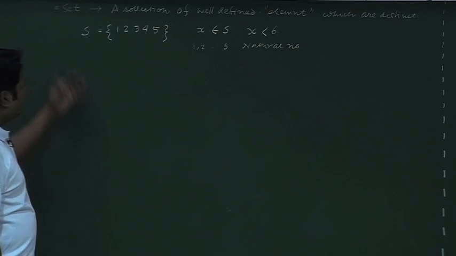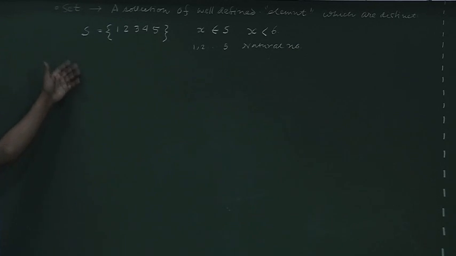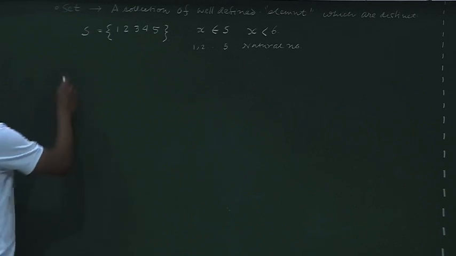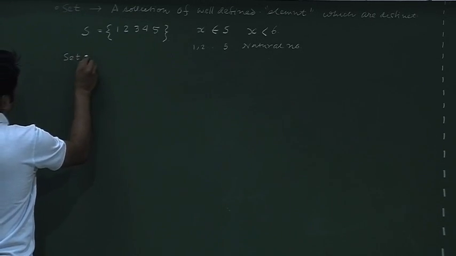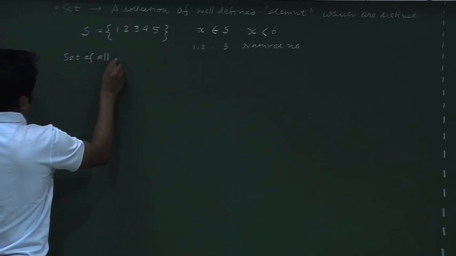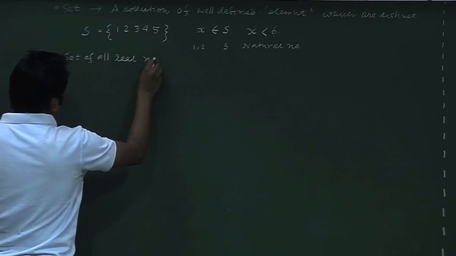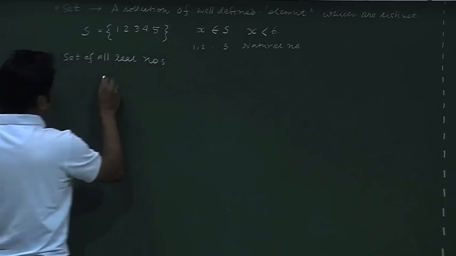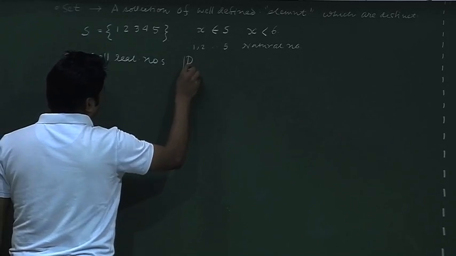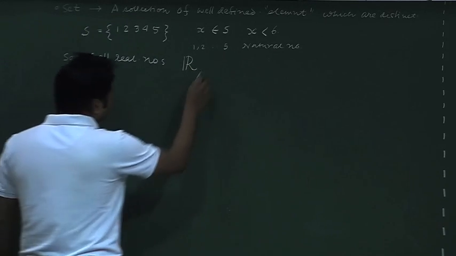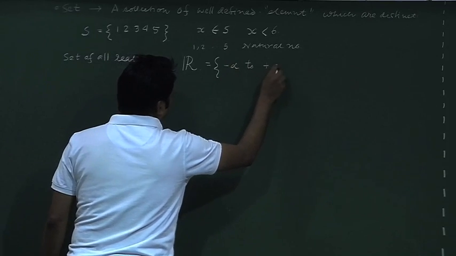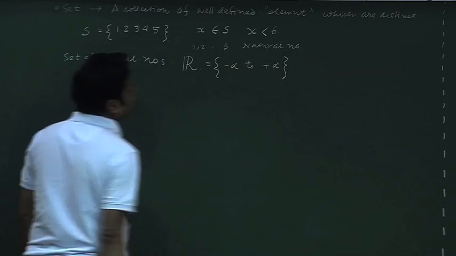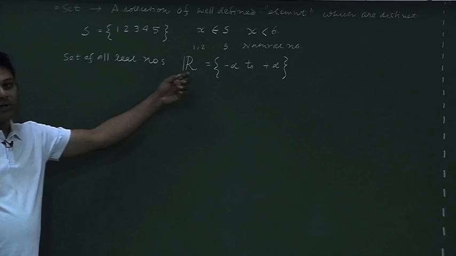Similarly, we can form different sets. For example, the set of all real numbers, normally we define as R, which contains the numbers from minus infinity to plus infinity. All the numbers are inside the set R.